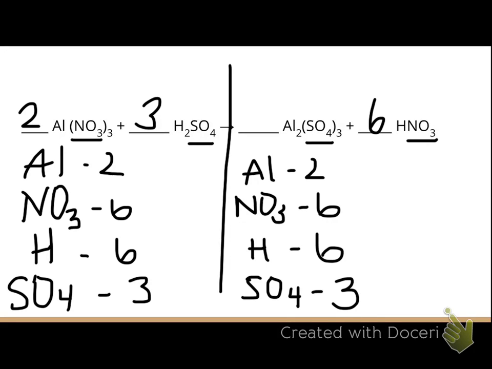Alright, so here's the answer that you should have got for this balancing equation. So we have 2 aluminums, and then we also now have 6 nitrates, because remember, you're multiplying that by the 3 in the subscript. Okay? So 2 aluminums, 6 nitrates, 6 nitrates, 6 hydrogens, 3 sulfates, 3 sulfates.